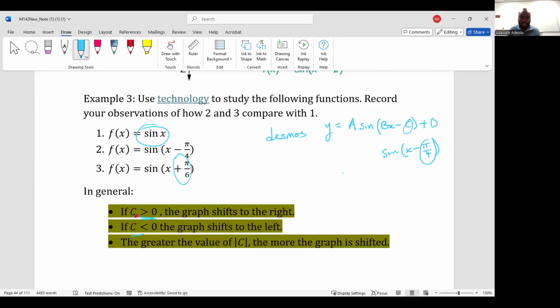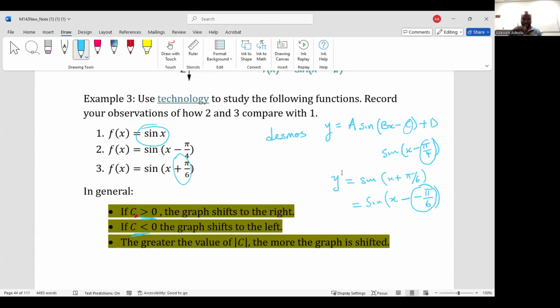And now when C is negative, the graph shifts to the left. That is when you have something like y equals sine x plus pi over 6, because the general form is that it should be x minus, it should be Bx minus C. So which means I can rewrite this in this form. Now you can see in this case, our C is negative, so it means it shifts to the left.